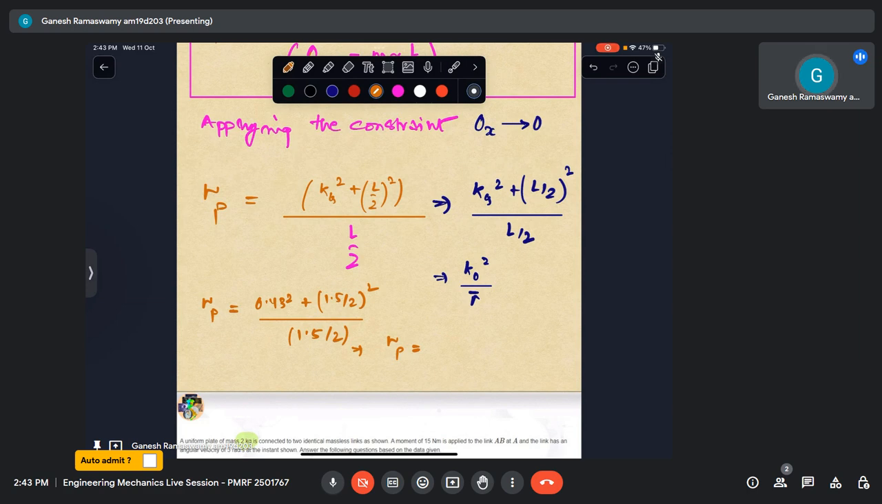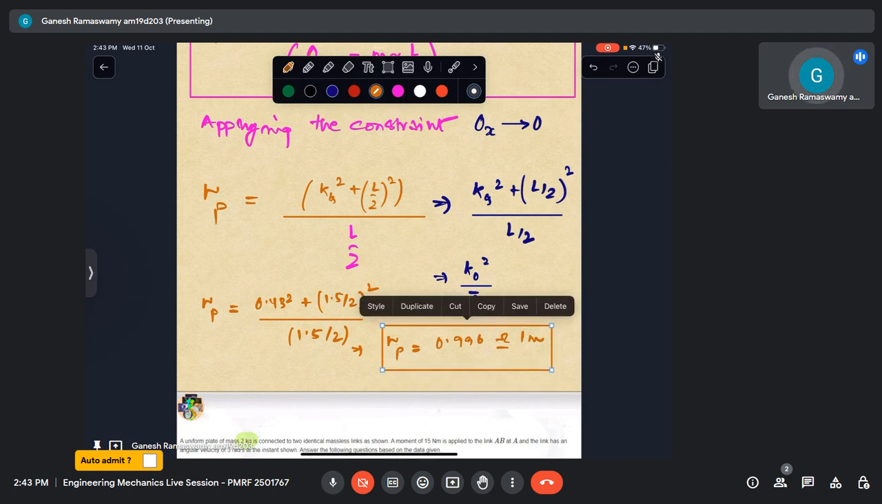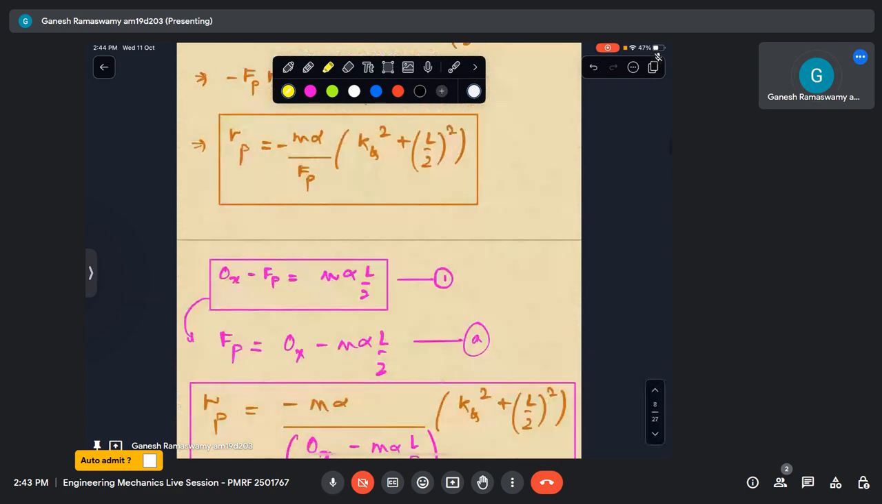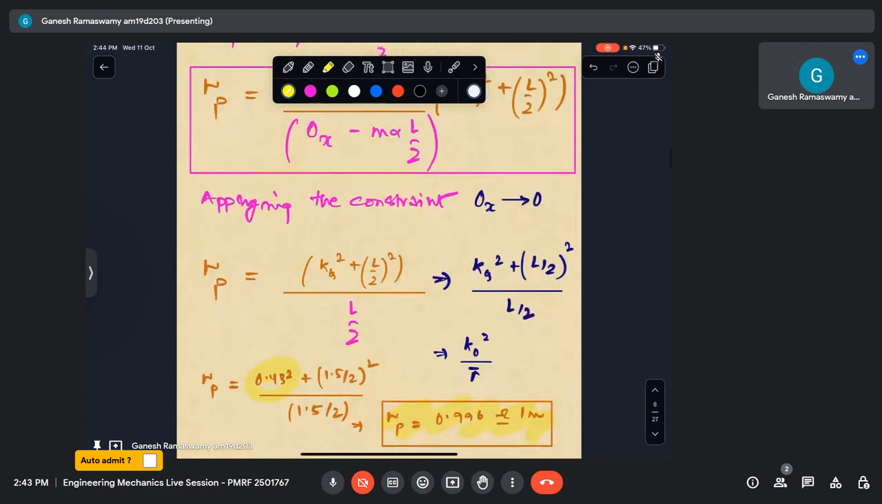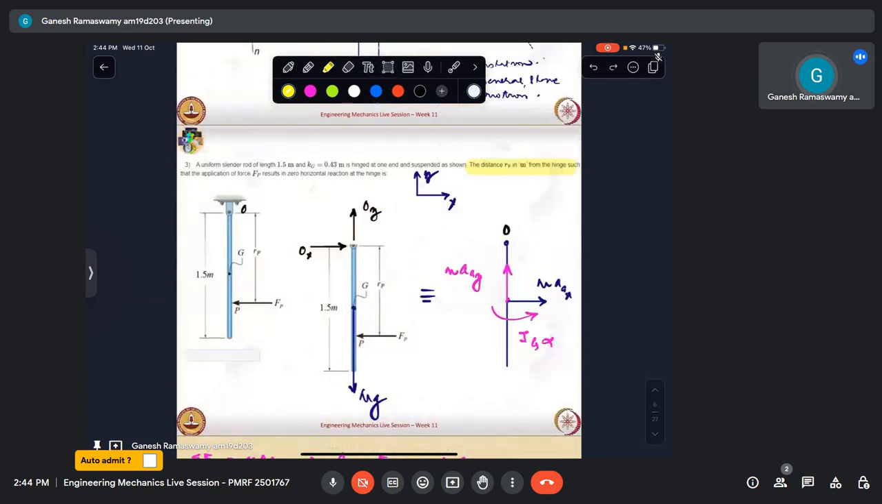So this comes to 0.996, which is nothing but equivalent to 1 meter. So this is the distance of the center of percussion from that pin O, provided the mass is distributed in such a way that kg is 0.43. Nothing but 0.43. So this distance is equal to 1 meter.